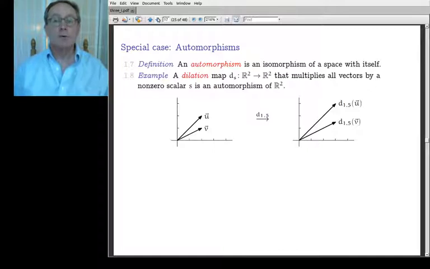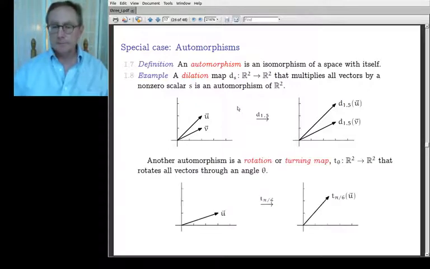Just as an example, I'm going to take the plane, the regular xy plane, and a dilation map multiplies all vectors by some non-zero scalar. In my drawing here, I multiplied them all by 1.5. I couldn't multiply them by something too big because it would fall off the top of the map. That's called a dilation map. And it's a perfectly good isomorphism. It's easy to check that it's an isomorphism. Go through the 4 steps and it's easy to check.